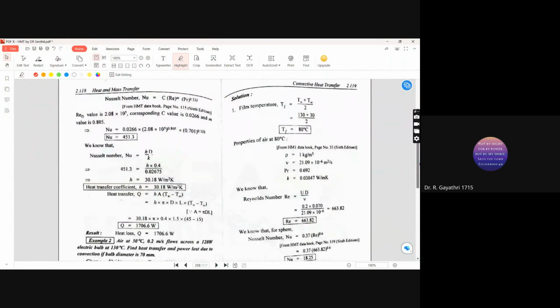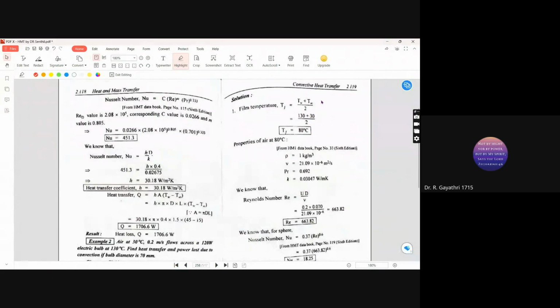First step, we can find the film temperature, that is equal to TW plus T infinity by 2. We know TW value and T infinity value. So we can find TF value. Properties of air table at 80 degrees centigrade at 1 atmospheric pressure can be used to fix 4 unknown parameters. These 4 parameters are very important in completing this problem. We can use density, kinematic viscosity, Prandtl number, and thermal conductivity at 80 degrees centigrade.